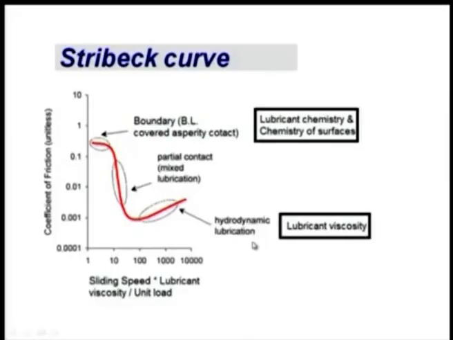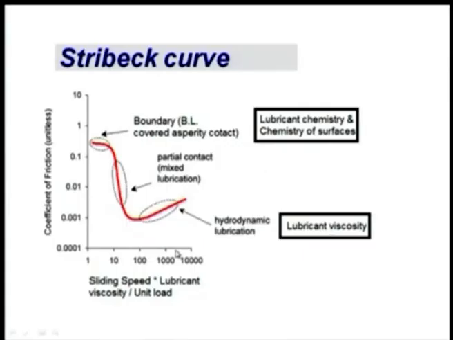In the other domain, hydrodynamic lubrication is shown, where the relative velocity is essential and lubricant viscosity plays a major role. If I compare hydrodynamic lubrication with boundary lubrication, in boundary lubrication, the lubricant chemistry and the chemistry of the surface of the metals which are interacting play an important role. The chemistry is important, while in the case of hydrodynamic lubrication, viscosity or resistance to flow is more important.